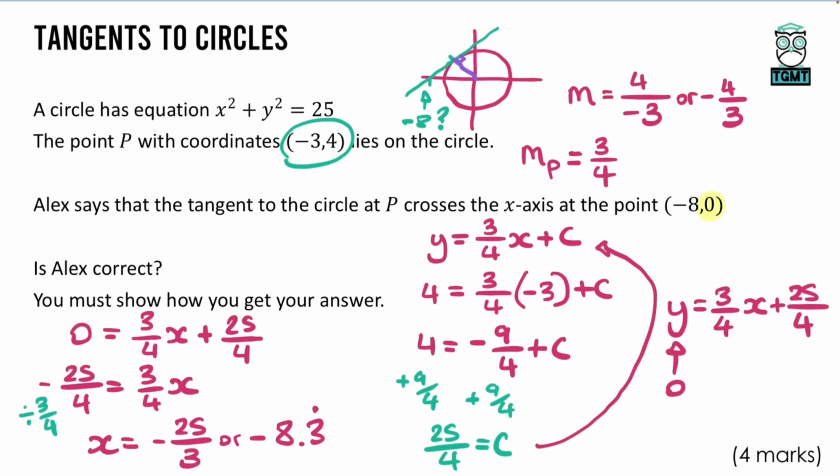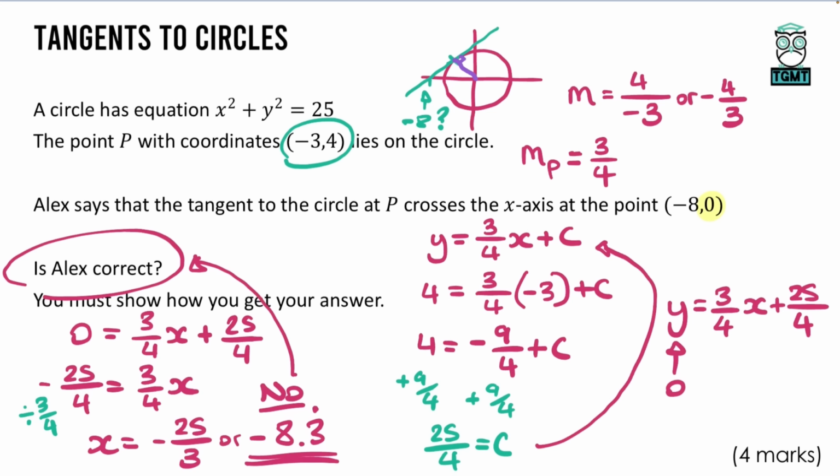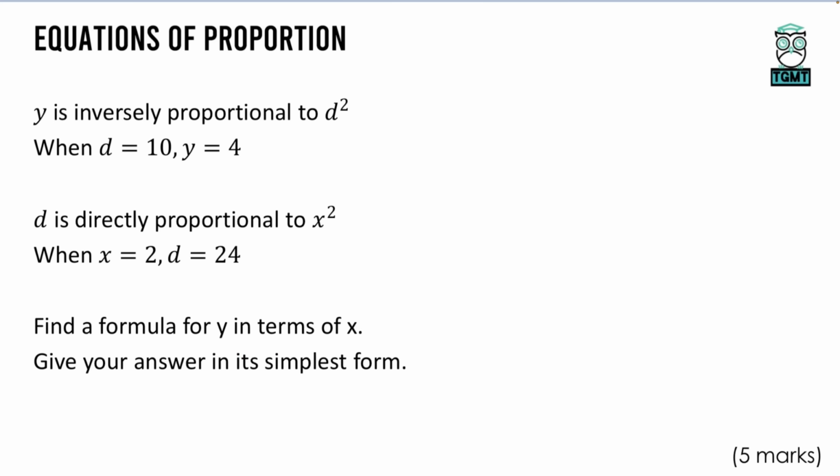So the x value is not negative 8. It's very close, but it's not negative 8. And therefore, I've got to answer this question, is Alex correct? So I will say something along the lines of no. And if you want to write some more words alongside that, you can. No, Alex is not correct. And really clearly labelling that next to your working out to show why. And we've shown that pretty clearly there because we have x is equal to negative 8.3 recurring.